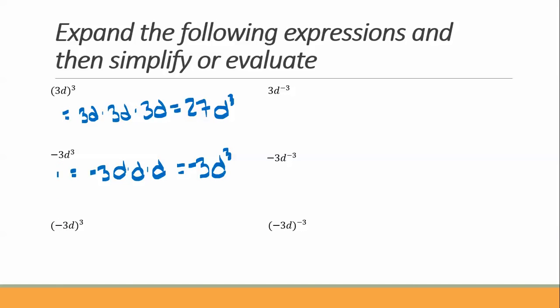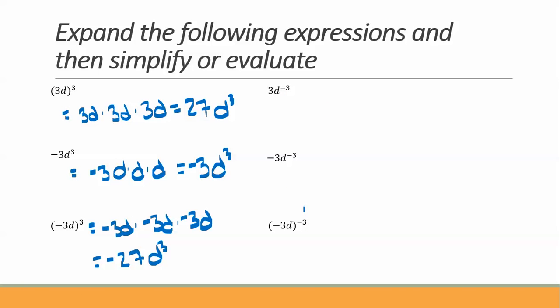The difference between this one and this one, though, is the negative 3D is the base. Here, only the D was the base. That's why we only multiplied D 3 times. Here, the negative 3D is the base. So this is negative 3D all cubed. So that's negative 3D times negative 3D times negative 3D. Negative 3 times negative 3 times negative 3 is negative 27, and D times D times D is D cubed.